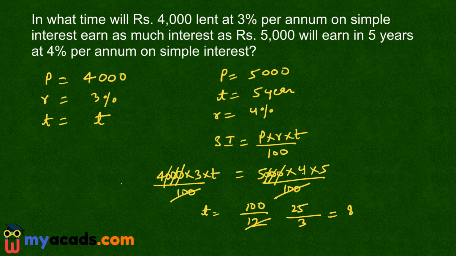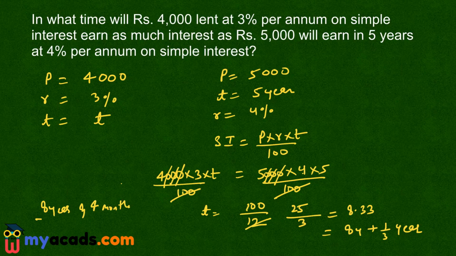So this is 8.33 years, or I can write this as 8 years plus 1 by 3 years, or I can write this as 8 years and 4 months. So this is the time period. This is the answer.